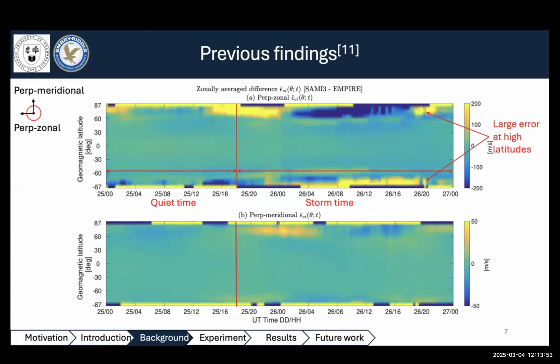So from the previous findings, when we analyzed the EMPIRE performance, we found out that the EMPIRE consistently yields larger errors at high latitudes, while smaller errors at the middle latitude. The high latitude errors during quiet time are smaller than during storm time. Those were the previous findings, so we wanted to develop the EMPIRE to reduce the high latitude errors.